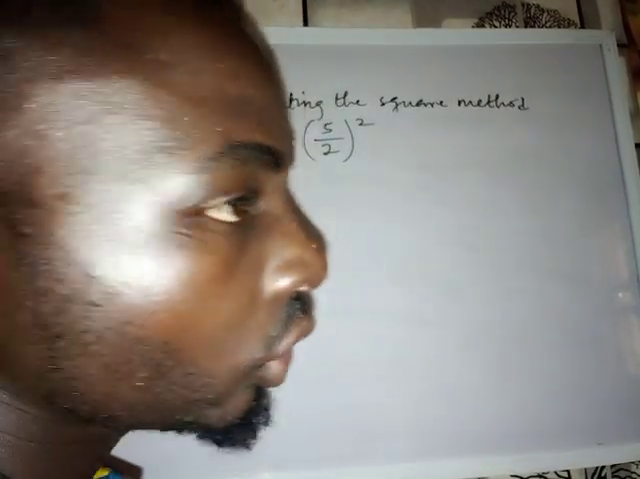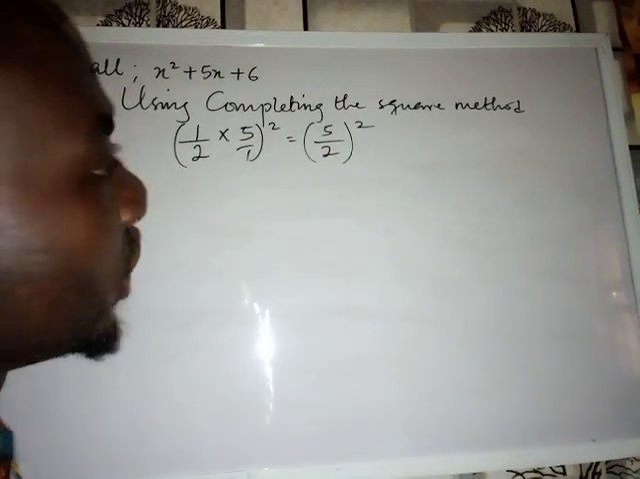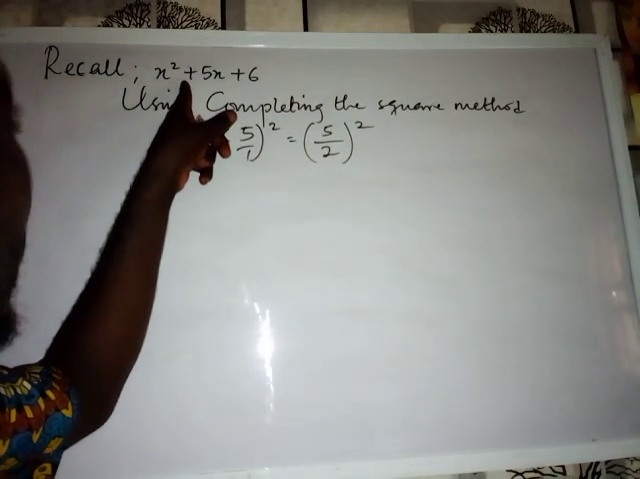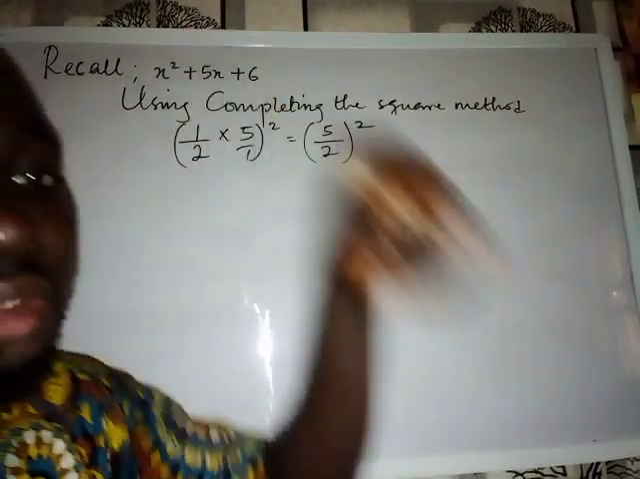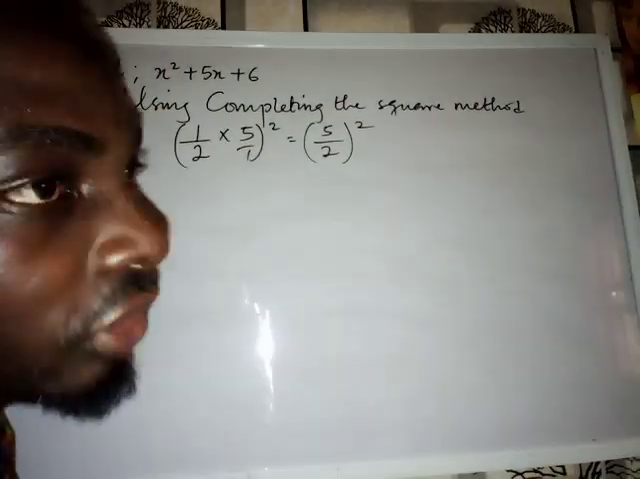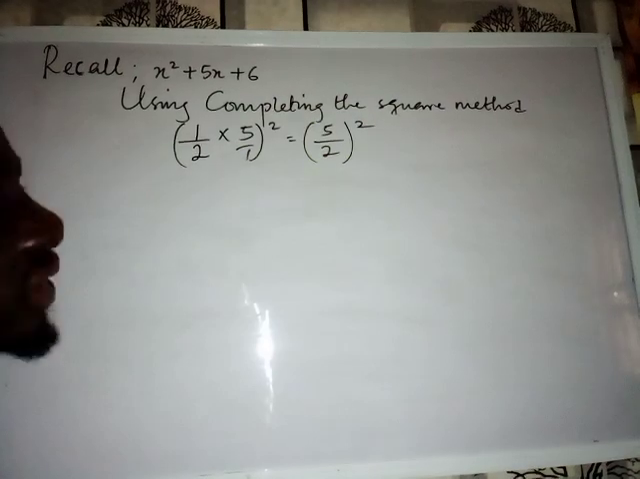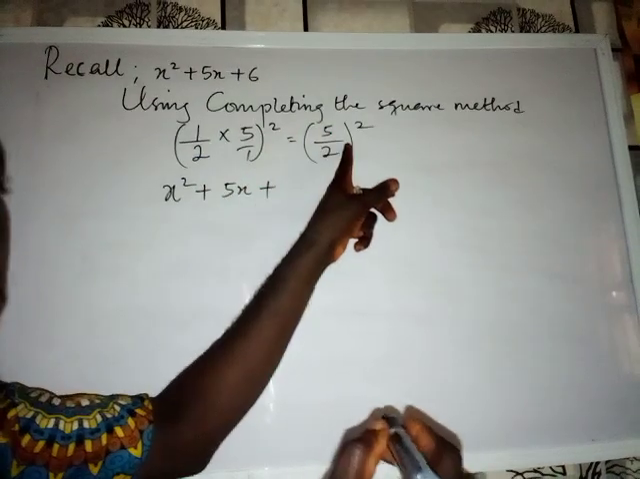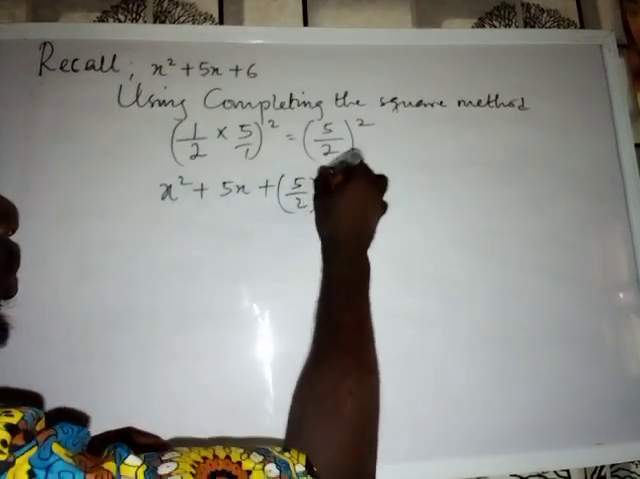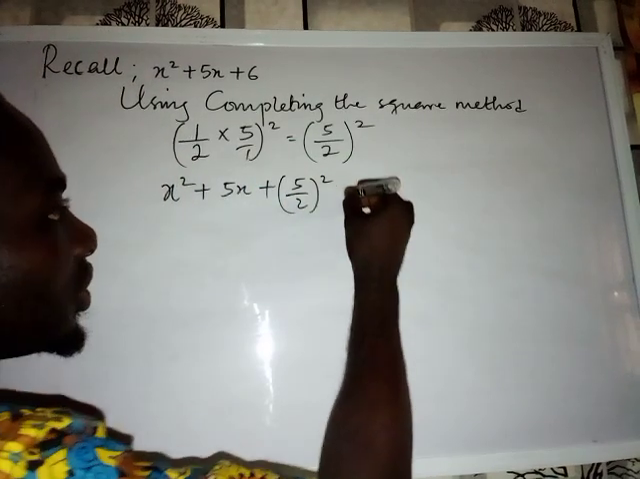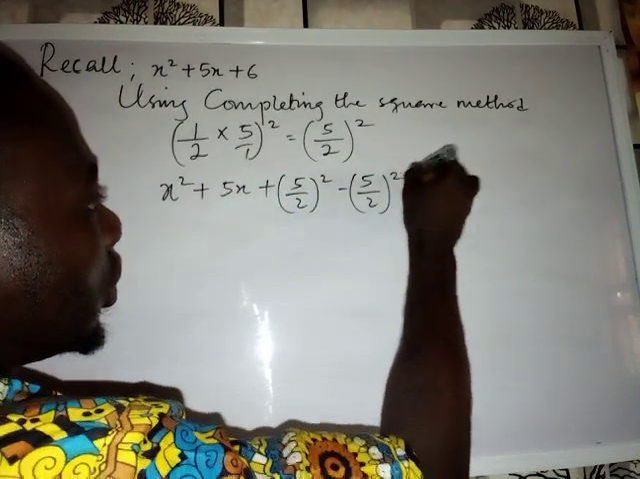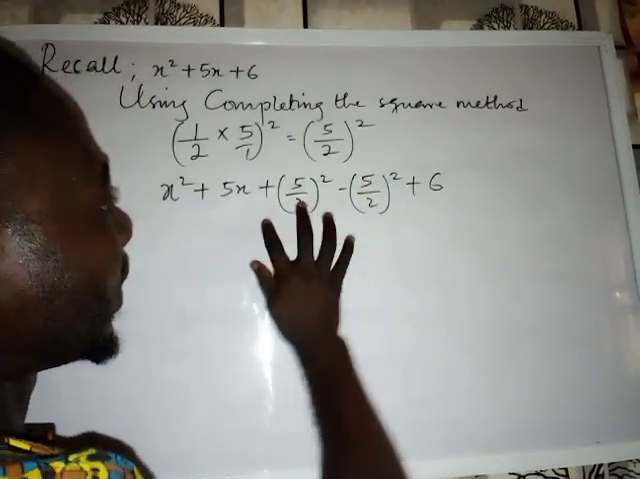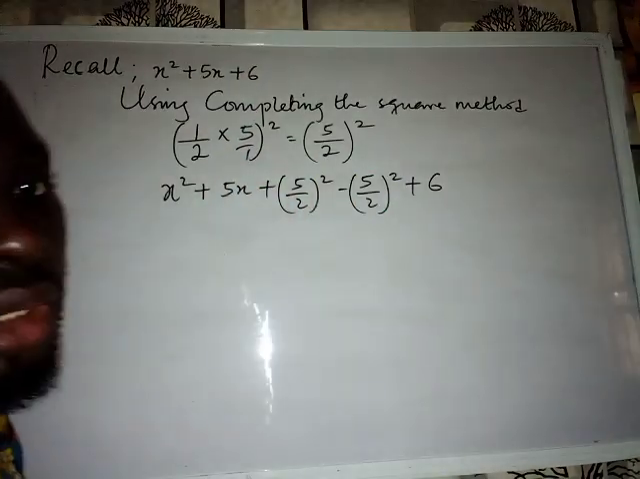Then you square. So what I will need to do now is add this value to this expression, and at the same time subtract it from the expression again. Then I have x squared plus 5x plus (5 over 2) all squared. Then I will as well minus (5 over 2) all squared. Then my plus 6.